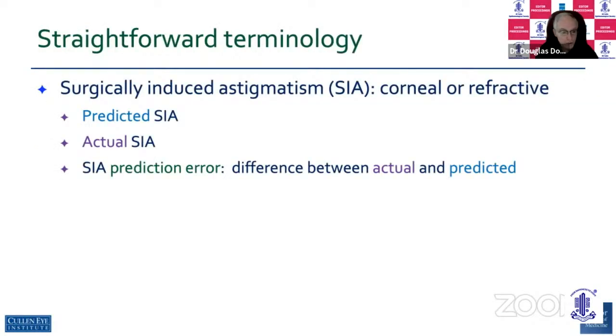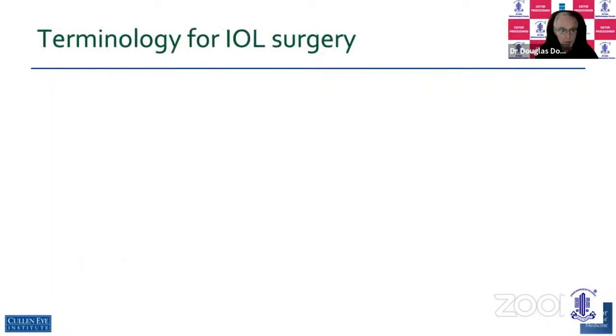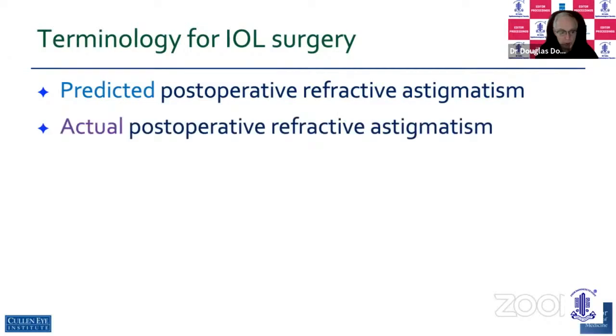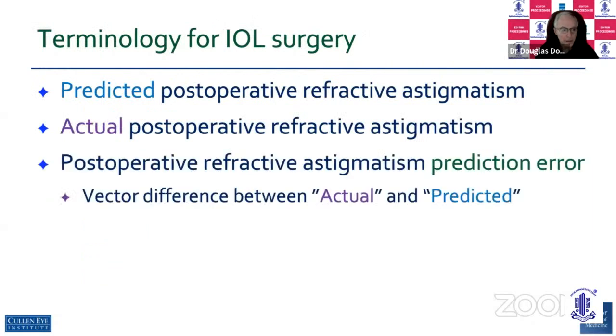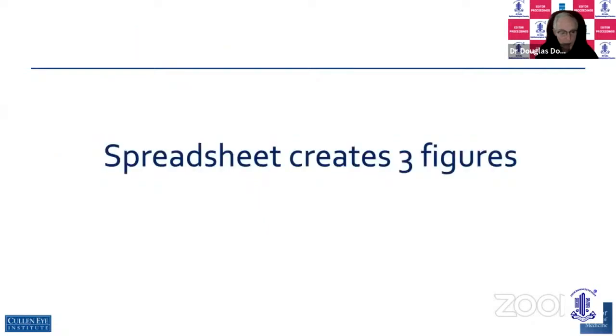Surgically induced astigmatism can be described as the predicted, the actual, and the prediction error. The components are the corneal component, the IOL component, and the total. And those are very simple terms. And for IOL surgery, it's the predicted postoperative refractive astigmatism, the actual, and the prediction error. These are the same terms we use for evaluating IOL calculation formulas.